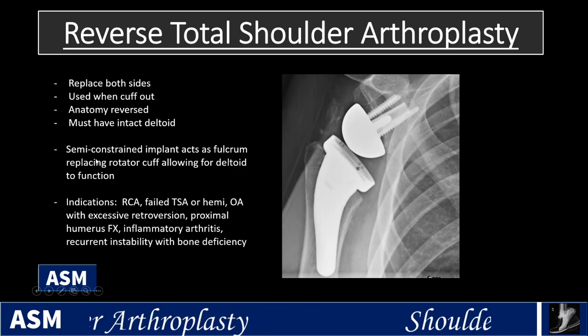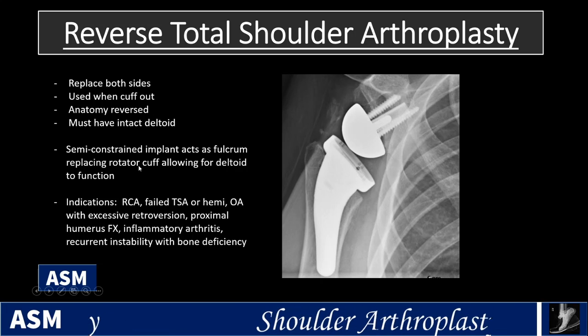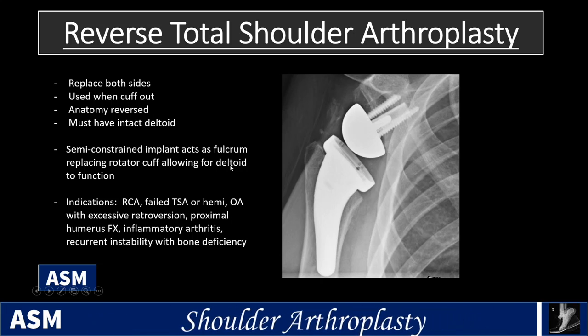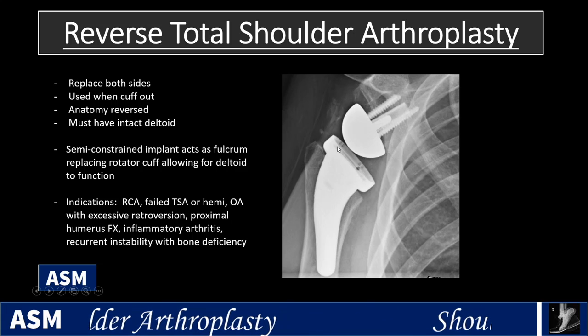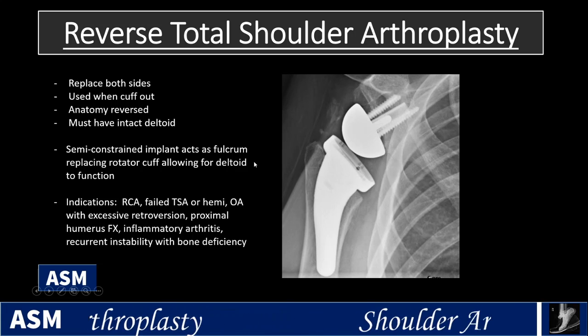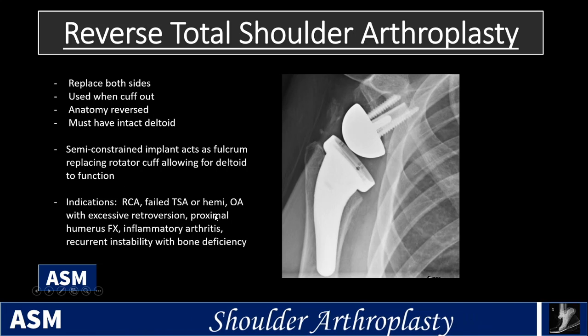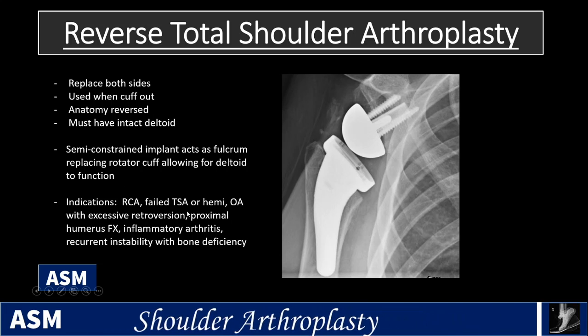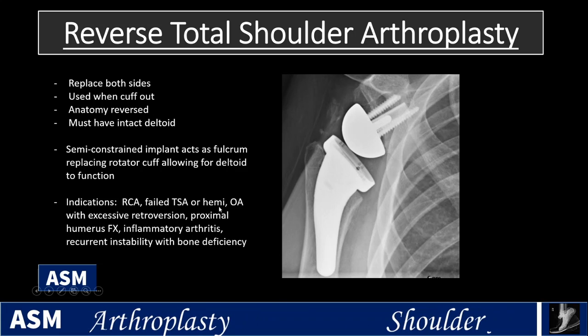So you can think of this as a semi-constrained implant where it's acting as a fulcrum, replacing the torn rotator cuff and allowing the deltoid to function. So that's one of the reasons why this is such a successful implant. Historically, this was used for rotator cuff arthropathy, so when the rotator cuff was out. You can see that the indications have continued to increase over time.